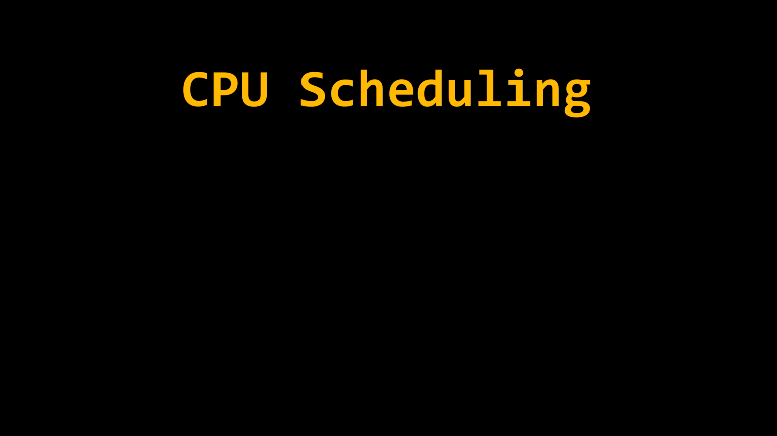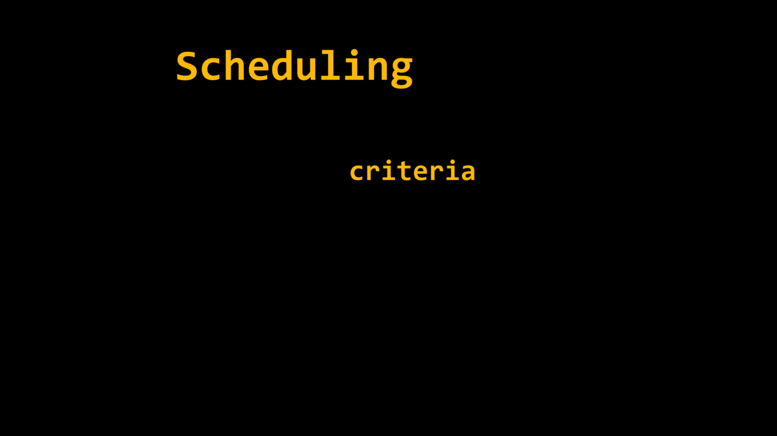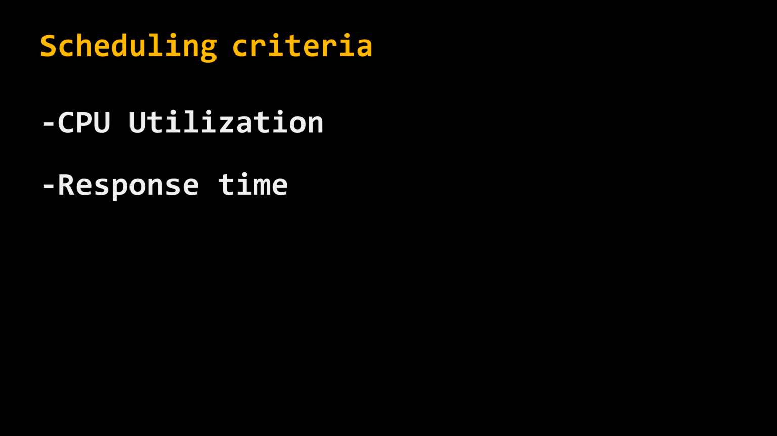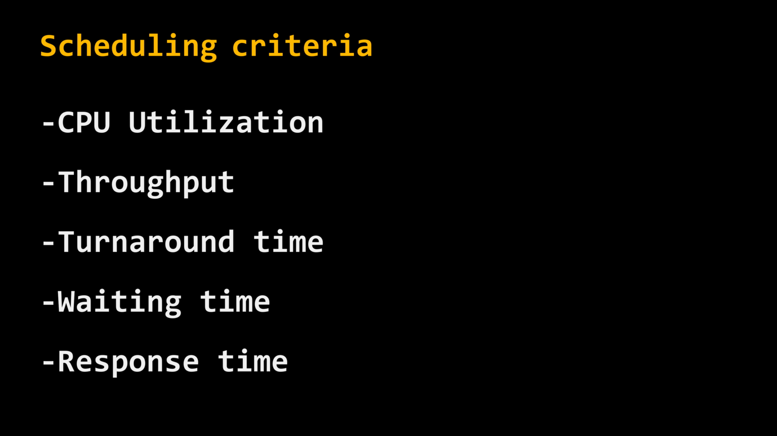CPU scheduling is a technique used by operating systems to determine which task or process gets to use the CPU at a given time based on specific criteria. One important criterion is response time, as mentioned in the introduction. However, depending on the system, other criteria might also be important, such as CPU utilization, throughput, turnaround time, and waiting time. We will explore these concepts throughout the video.